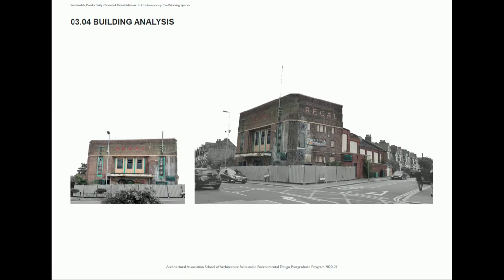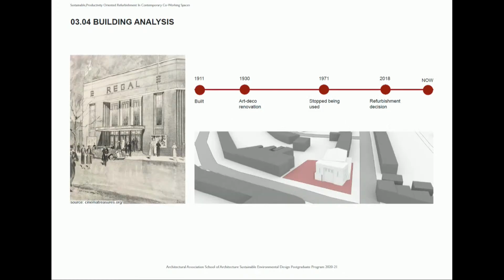In the building analysis, you can see that the building is now in an abandoned condition and is not in a good condition. The building was built in 1911 and had an Art Deco renovation in 1930, which gave the facade that exists now. As seen in the previous pictures, it's not in perfect condition, but it is fondly loved by the residents of the neighborhood, who aim to preserve the facade that had the renovation. The building stopped being used in the 1970s and it was decided to refurbish it in 2018.